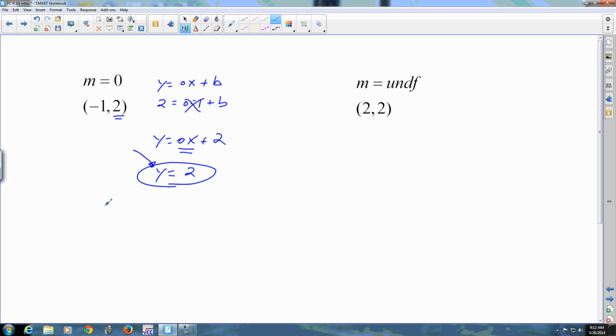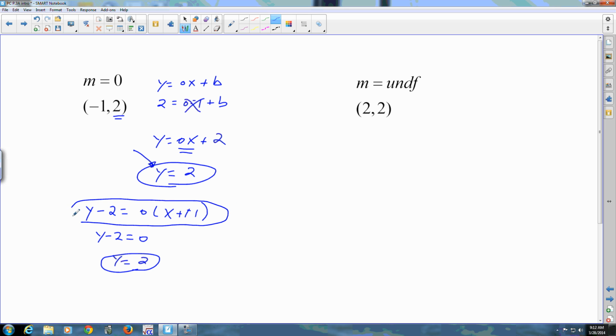You could write this in point-slope form. I don't think it's worth your time. y minus 2 is equal to 0 times x minus a negative 1, or plus 1. 0 times anything is 0, so you get y minus 2 is 0. Add the 2 over. I mean, why go through all that work of writing it? Once again, you just recognize, hey, it's a horizontal line, so y's got to be 2.